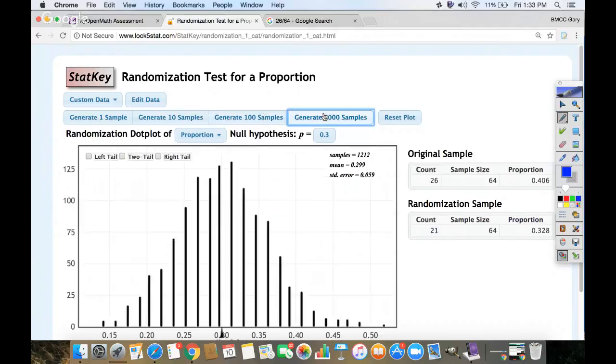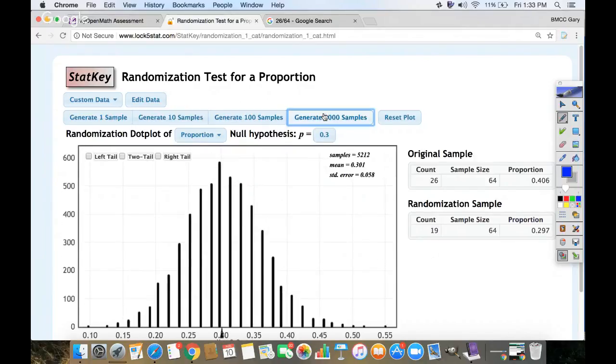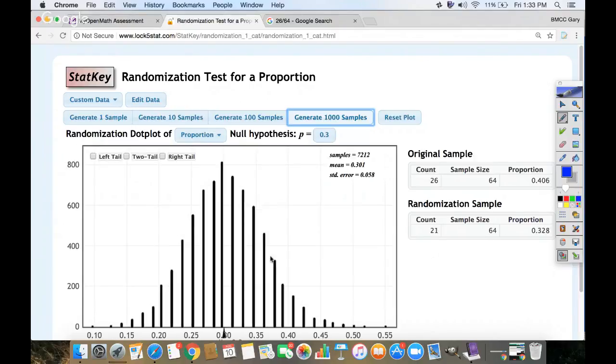Okay, so I'm going to generate 1,000, and 1,000 more, and 1,000 more. So we're building a sampling distribution. Now, we're expecting that about 30% of the stocks we look at are going to go up. So any one of these samples I pick on here is pretty close to 30%. Sometimes we're way above 30, sometimes we're quite a bit below 30, and that happens naturally. There's always variation among samples. So I have over 7,000, that's pretty good.